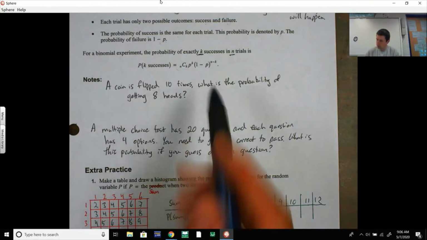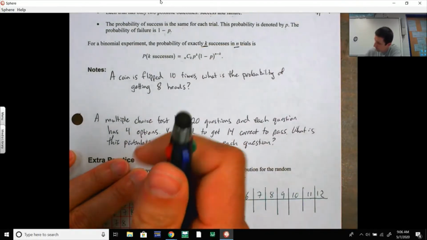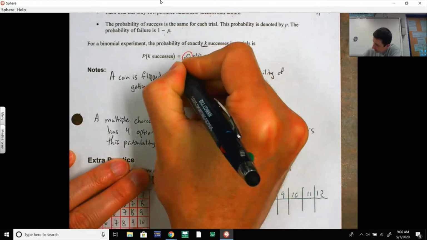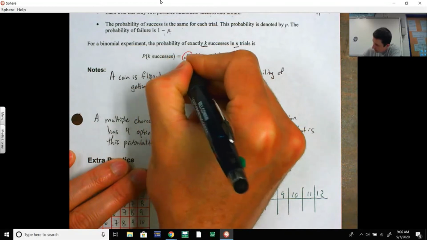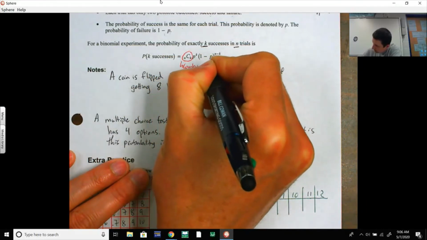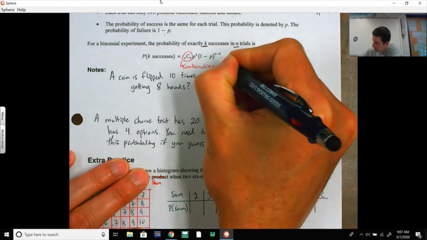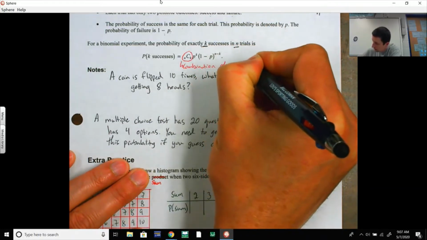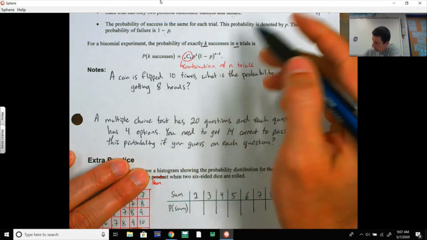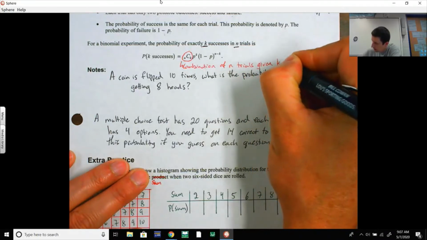So let's look at this formula right here. And we're going to break it up into 3 parts. We first have this. This is a combination. So this is going to be a combination, an N of N trials, and K is how many successes. And they're going to give you those.